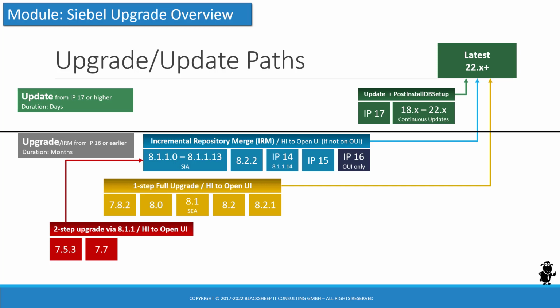If you upgraded over the past years and you may be on Siebel 20 and you want to update to 22, this is not a lengthy process as is the upgrade. It's measured in person days, as you simply apply updates to the installed Siebel software that you have and run what's known as the post-install database setup, and then you are on the latest Siebel release. So especially the upgrade paths and the upgrade process is discussed in great detail in the Siebel upgrade overview chapter.